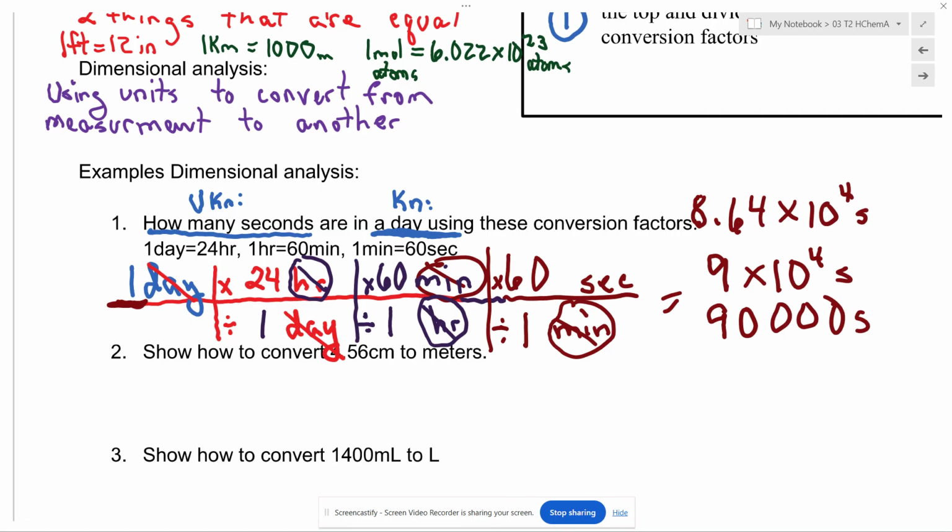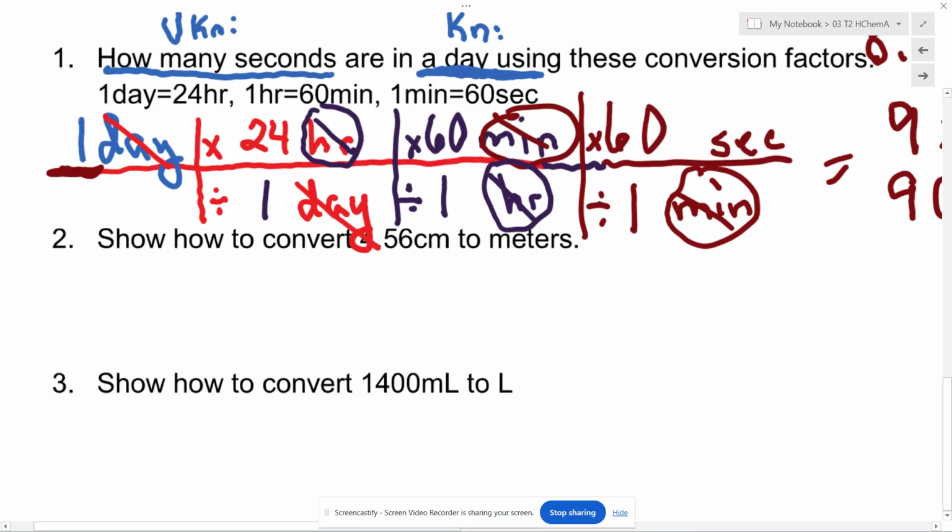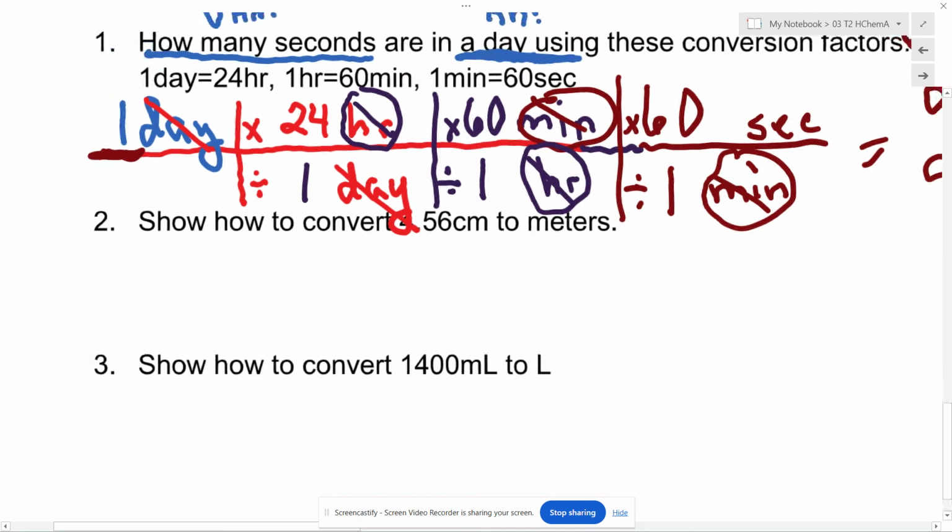Show how to convert 56 centimeters to meters. And so this is going to be the easiest way to get used to doing this. So here is what we are. I'm going to do this whole problem, I think, in red.